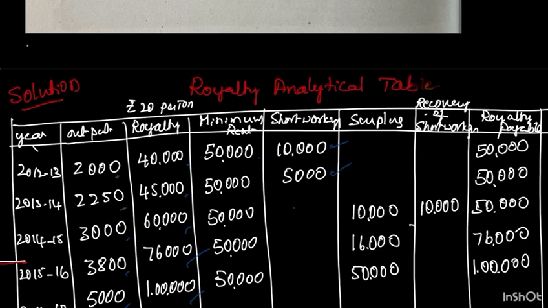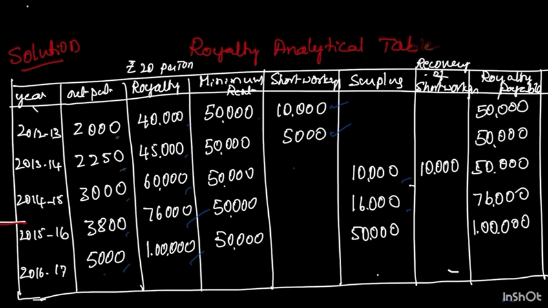And if the royalty is more than the minimum rent, we call it a surplus, and it is recorded in the surplus column. In the third year, there is a 10,000 surplus. In the fourth year, there is a surplus of 16,000. And in the fifth year, there is a surplus of 50,000. So we have short workings for the first 2 years, and for the next 3 years we have surplus.